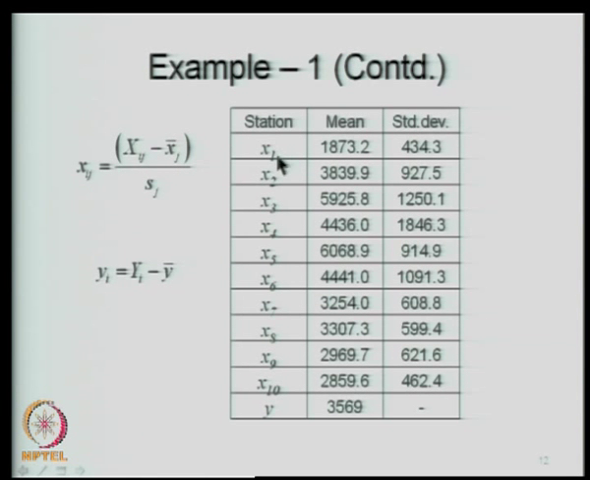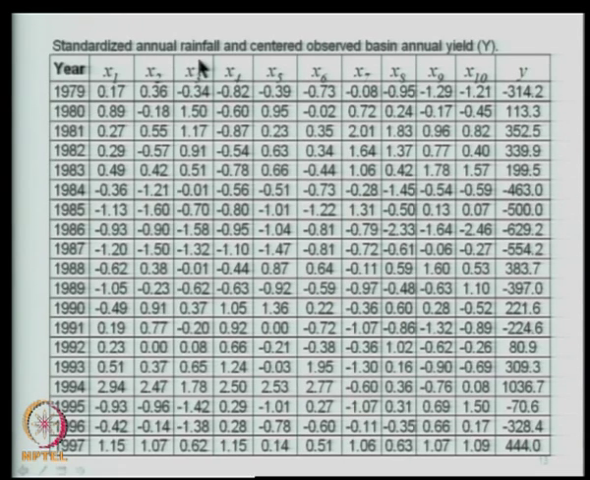j is the station. So, j goes from 1 to 10 here, and i is the year of observation. So, for the jth station you use x bar j and s j here, the standard deviation. Similarly, for y you use this mean 3569 as y bar, and you get the standardized annual rainfall and centered observed basin annual yield. So, these are centered values and these are standardized values. So, x 1 to x 10 you get the standardized values, and similarly these are the dependent variable centered values.